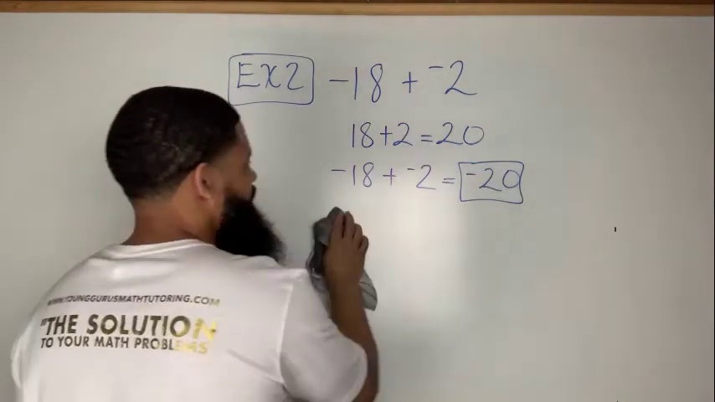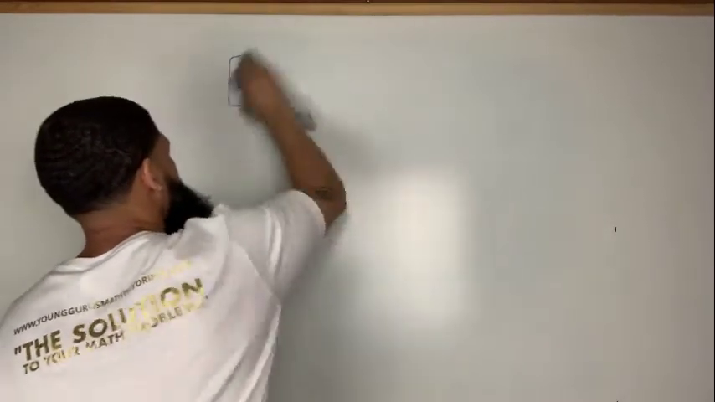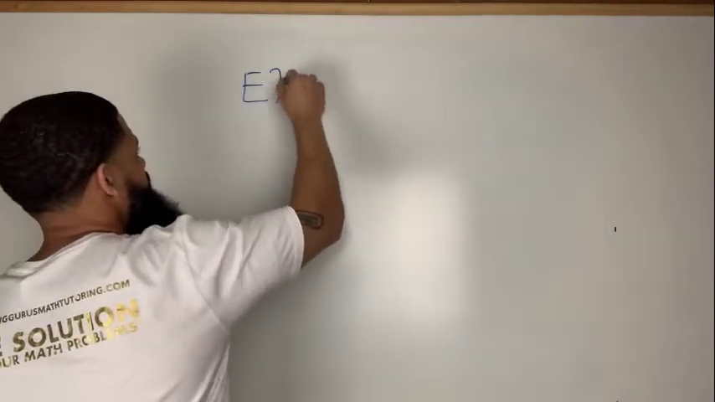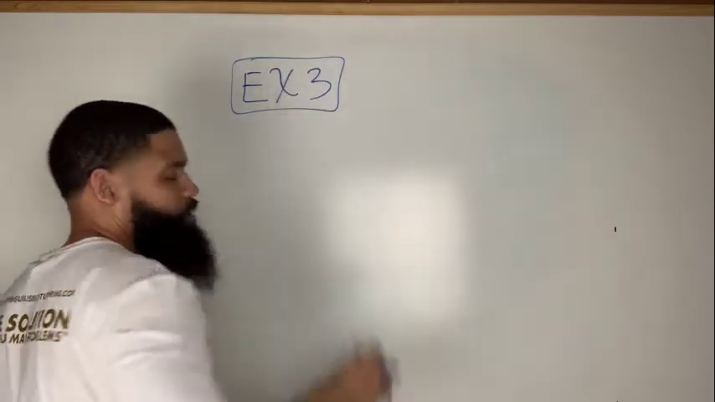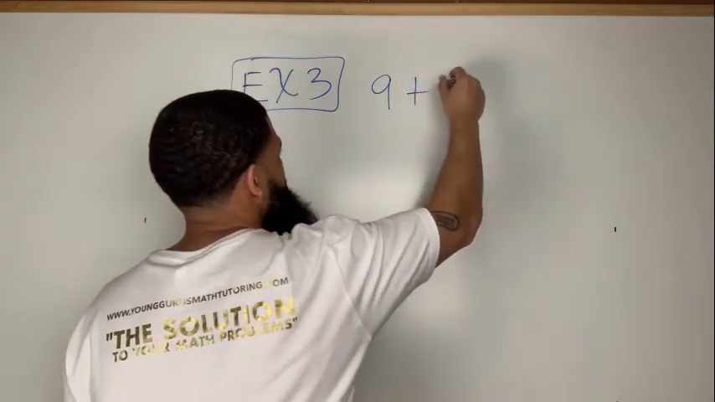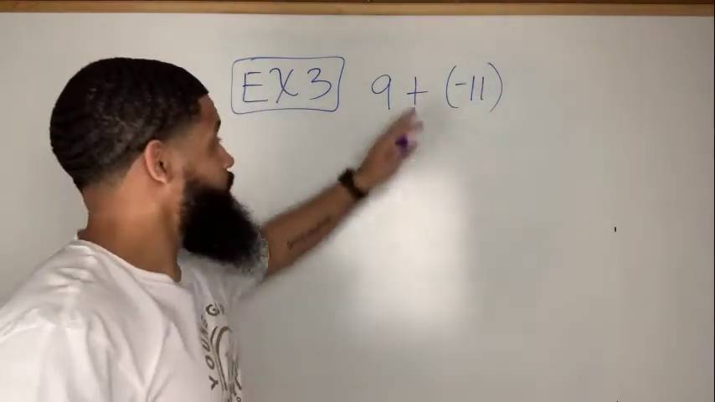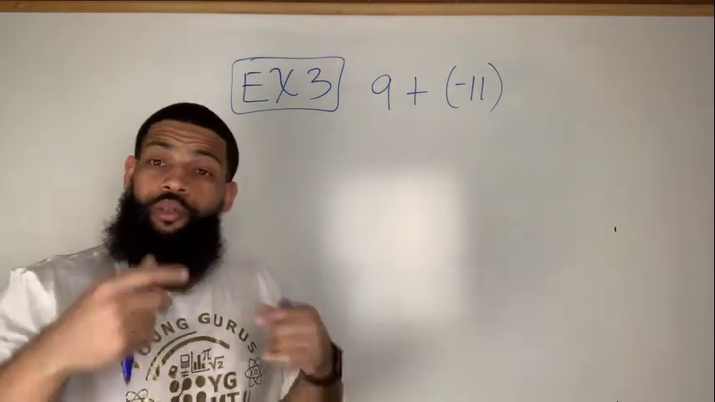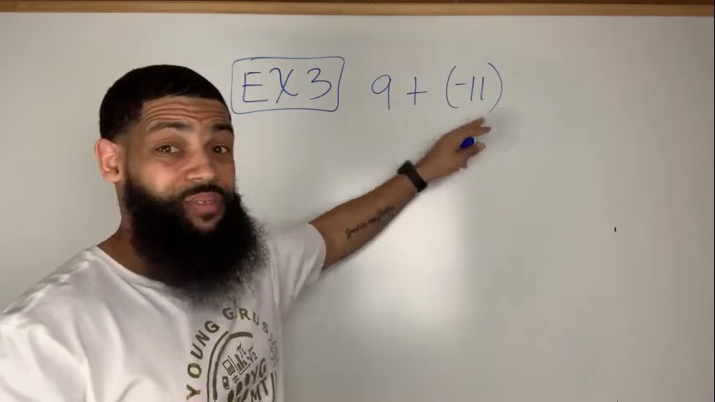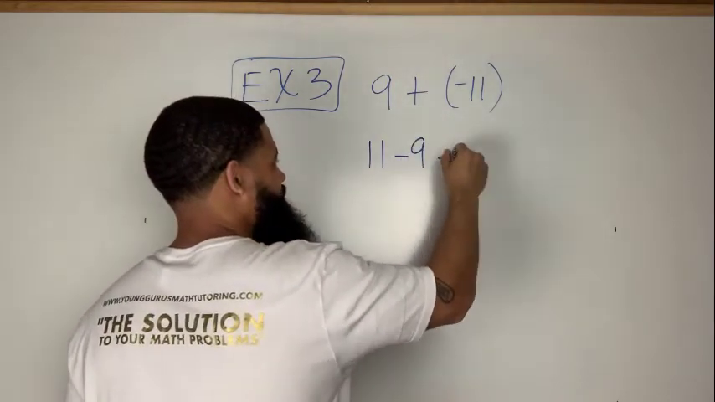Notice that it's simpler when they have the same sign. The one that is the most confusing to students a lot of times is when they have different signs. All right, example 3. Let's say I have 9 plus, I'm going to do it like this, negative 11. Okay, this is another way you may see it. They have different signs. Okay, so same thing. I'm going to take the absolute value of 9, which is 9. The absolute value of negative 11 is 11. So I'm going to take 11 minus 9, which gives me 2.